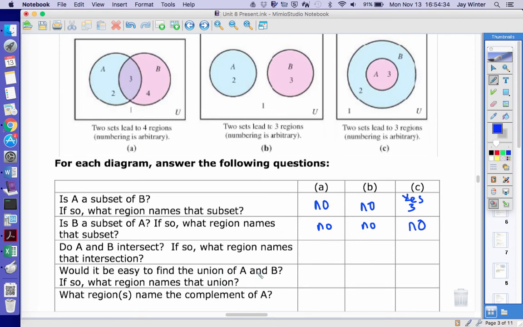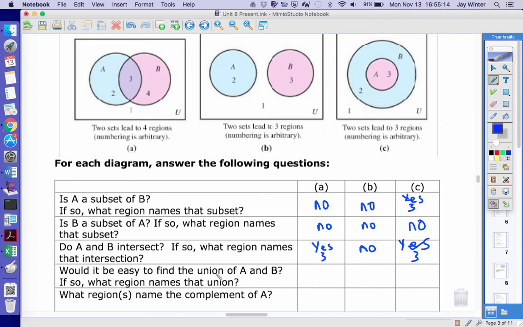Okay? Do A and B intersect? Well, in the case of figure 1 over here, figure A, the answer is yes, and region 3 is the region that names that intersection. A and B don't intersect in the middle figure. There's no overlap whatsoever. And A and B do intersect in this third figure right here. Sorry about the mess. There we go. And region 3 once again names that intersection.